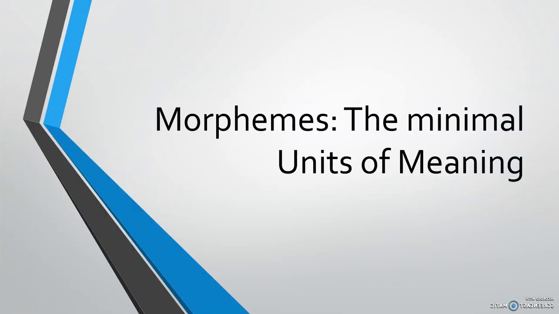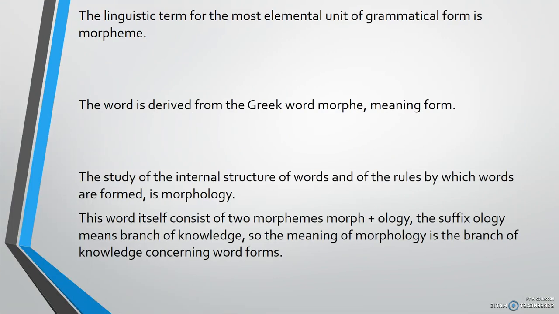We have the morphemes that are the minimal units of meaning. The linguistic term for the most elementary unit of grammatical form is a morpheme. The word is derived from the Greek word morph, meaning form. The study of the internal structure of words and the rules by which words are formed is morphology. This word itself consists of two morphemes, morph, whose meaning we already saw, and the suffix ology, which means branch of knowledge. So the meaning of morphology is the branch of knowledge concerning word forms.